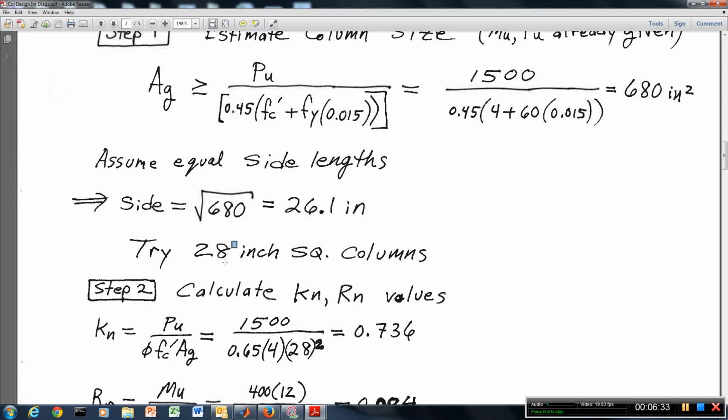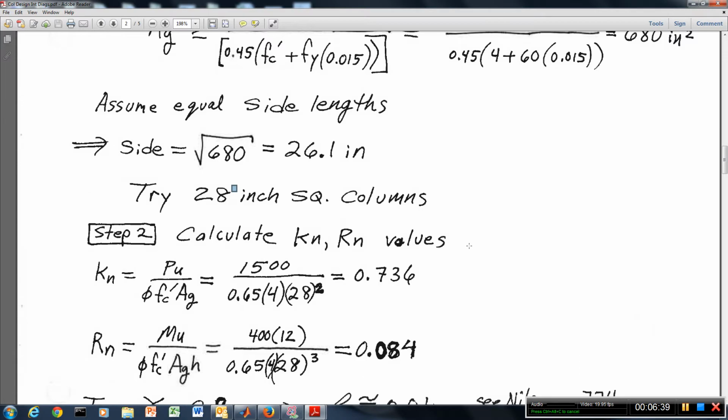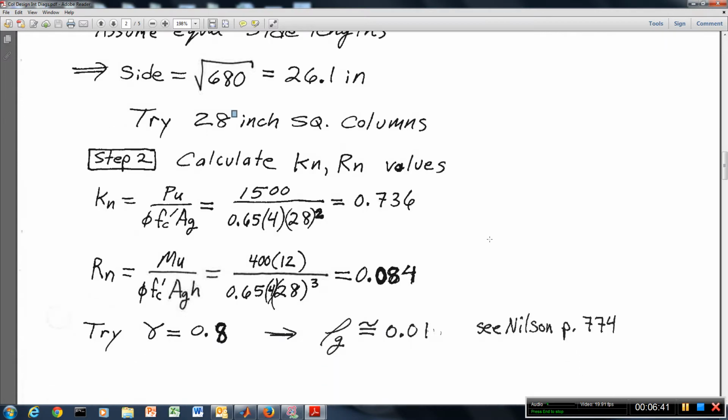So with a 28-inch square column as our initial guess, we next proceed to calculate what we are going to call K sub n and R sub n values. These are values that are going to be needed to use the interaction diagram charts that I have provided to you as handouts in class already.